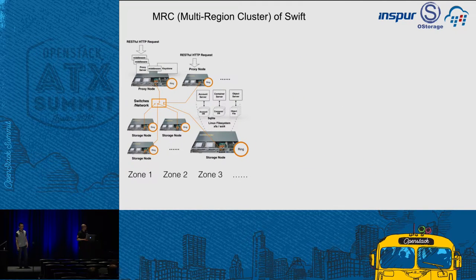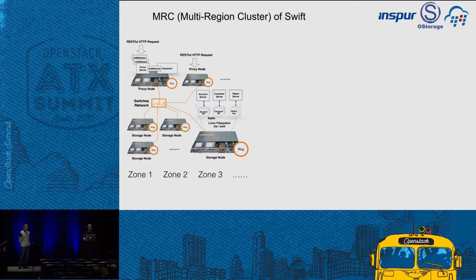Now, what is MRC, a multi-region cluster of Swift? A multi-region cluster of Swift is a cluster that consists of more than one region. Usually, the regions are located in different data centers, or even in different cities. We will show our experiment in Langchao Cloud Lab, the test result of a multi-region deployment of Swift. One region is in Zhengzhou and another region is in Jinan. These are two cities in China, and the distance between them is more than 400 kilometers.